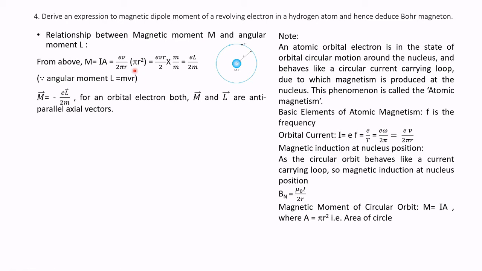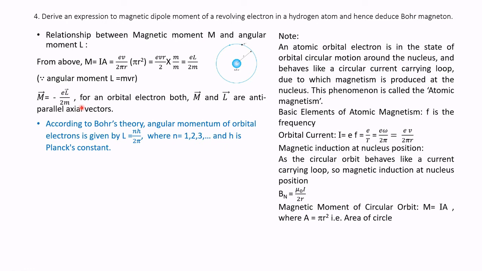Therefore, this equation becomes m is equal to minus of e L divided by 2m. For an orbital electron, both m and L are anti-parallel axial vectors. So the direction of m and L, that is magnetic moment and angular momentum, is opposite. Hence, we are writing this sign as negative.